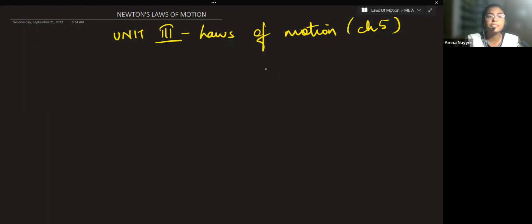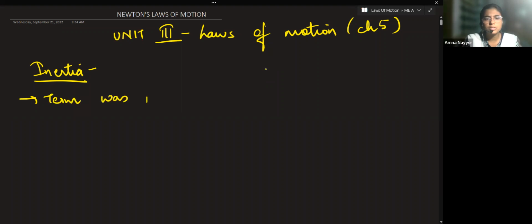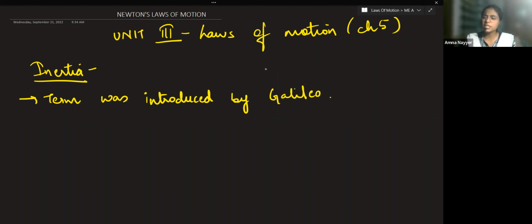Before we start with the first law, one quantity exists that is known as inertia. All of you are aware of inertia, I hope, but I'll just repeat it. This term inertia was actually introduced by the scientist Galileo. Let me write it down. The term was introduced by Galileo.